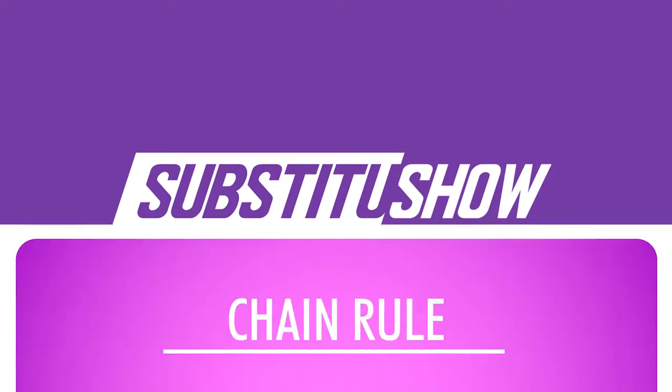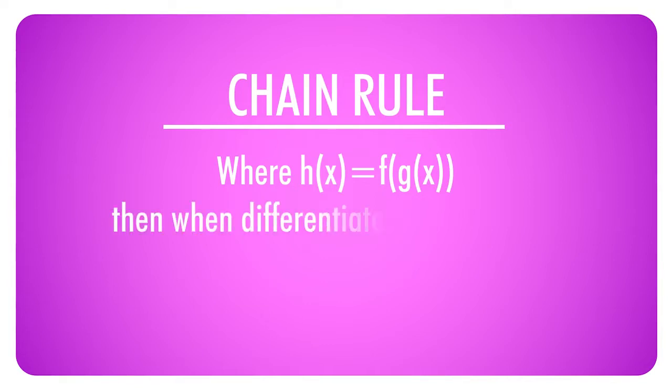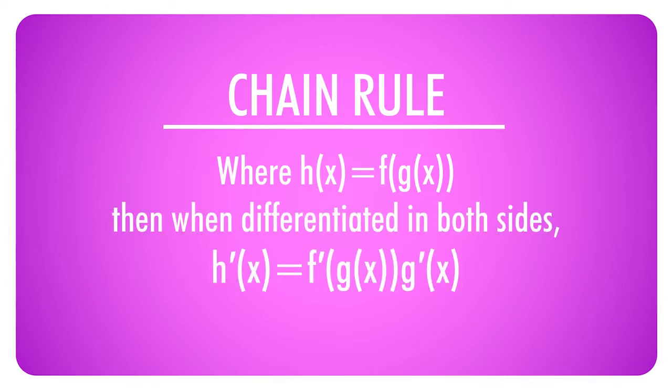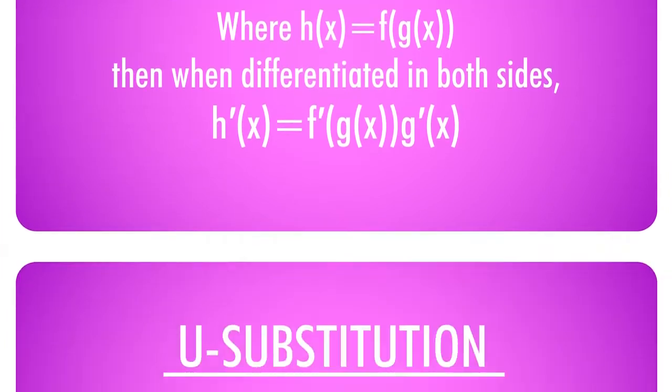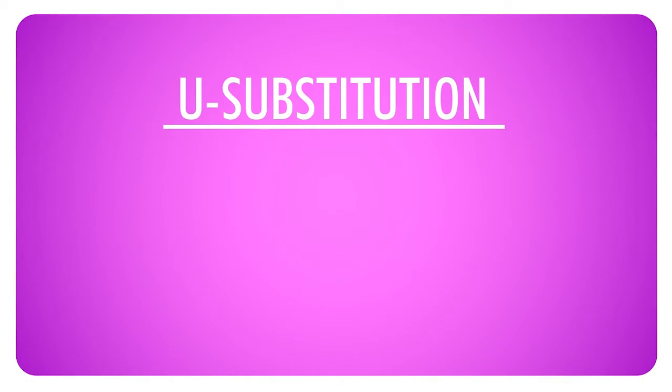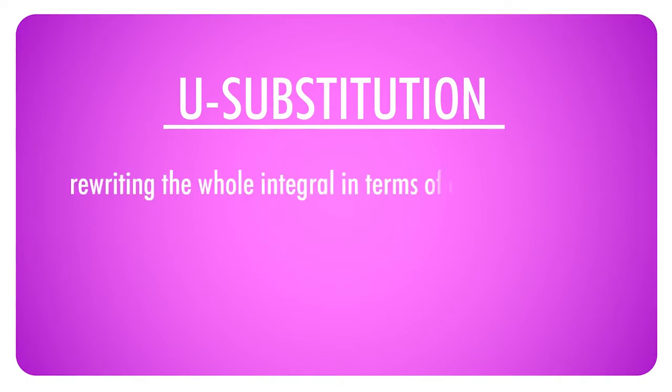We learned from differential calculus the use of the chain rule, where if h of x is equal to f of g of x, then when differentiated on both sides, h prime of x is equal to f prime of g of x times g prime of x. So why is it called u-Substitution? It means that we are going to rewrite the whole integral in terms of a new variable, u.